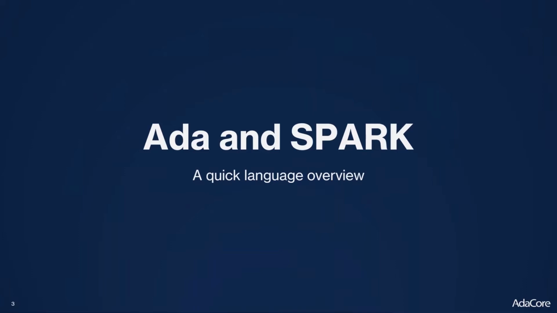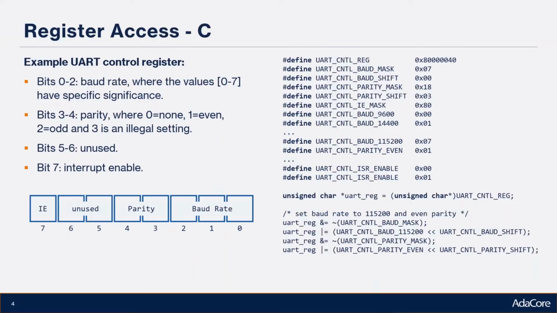All right. So initially, let's start with something that everybody's familiar with. Here, you have a software interface to a UART's control register. So you've got an 8-bit byte, in this case, that's mapped to a certain location in memory. And using this control register, you could control the baud rate, the parity, and whether the device generates interrupts.